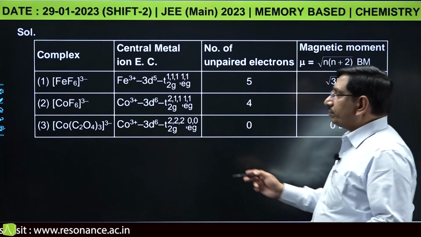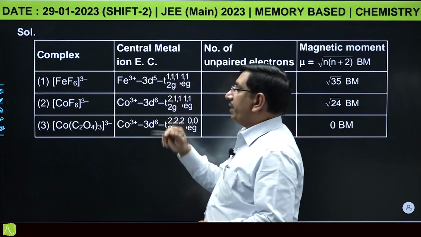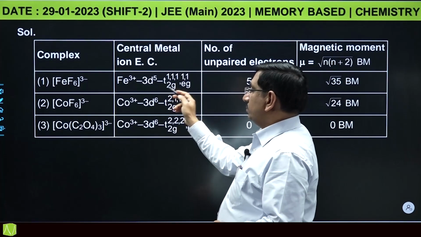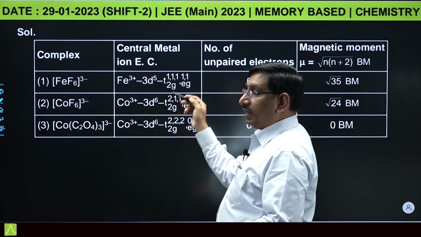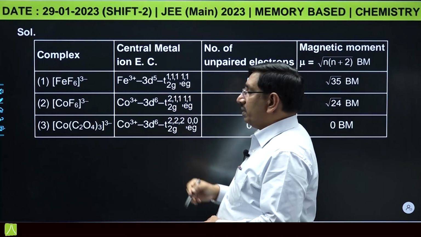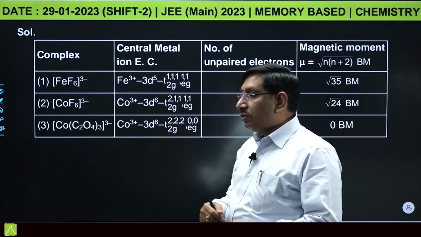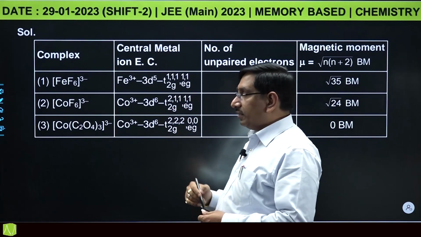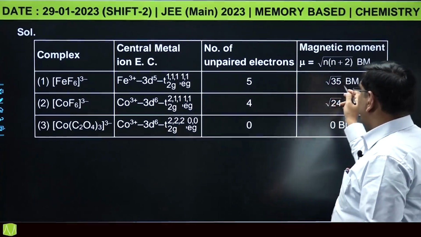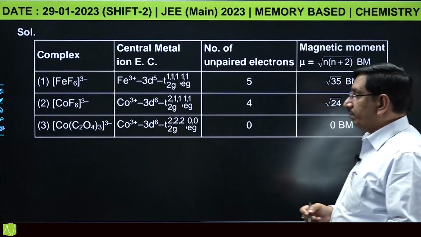In this, iron is in +3 state, its electronic configuration is 3d5 and according to CFT we will write the electronic configuration of iron as t2g^3 eg^2. क्यों? यहाँ fluorine is weak field ligand. So, configuration will be like this. Number of unpaired electrons are 5. So, magnetic moment will be root over n into n plus 2 BM, root over 35 BM.